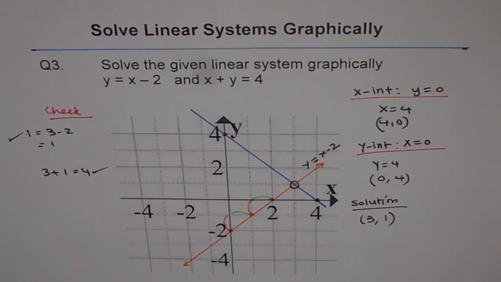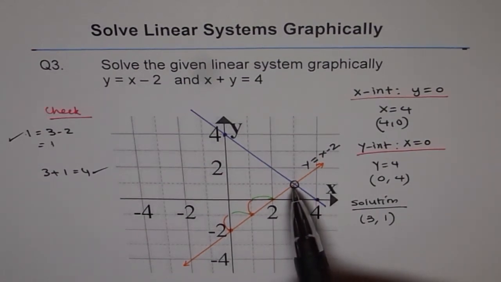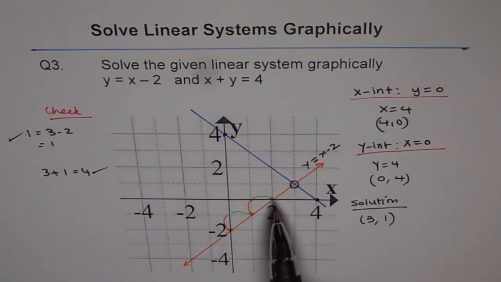It's so easy to do, but sometimes if this point would not have been at that corner, let's say if it was here, sometimes it's very difficult to read the solution. But apart from that, you get a fairly good idea about your solution. So in many scenarios, this is probably the best way of doing it. Okay, thank you.